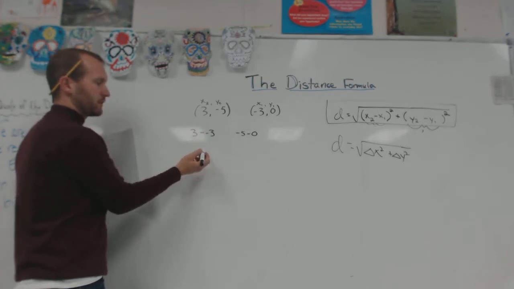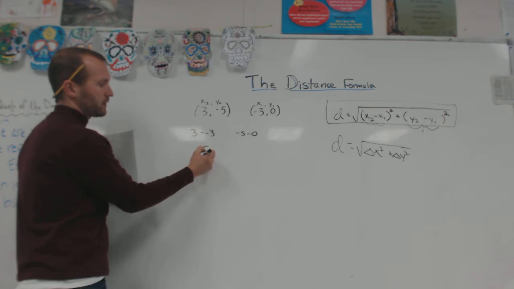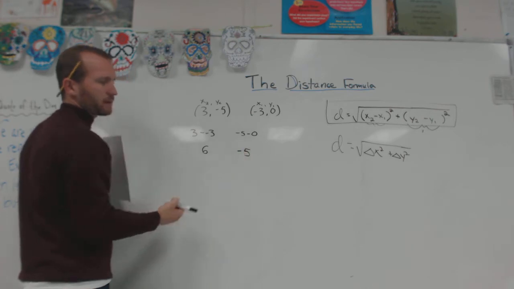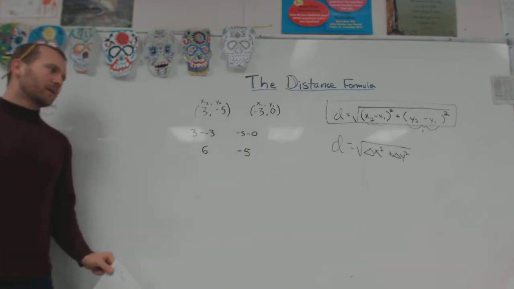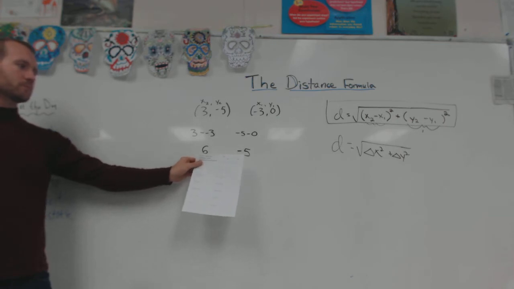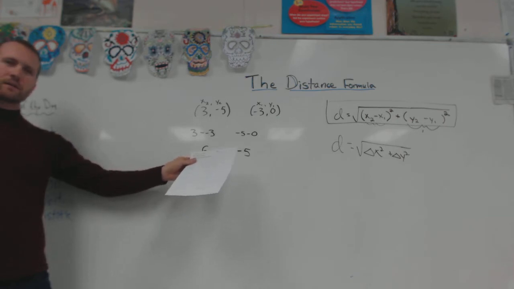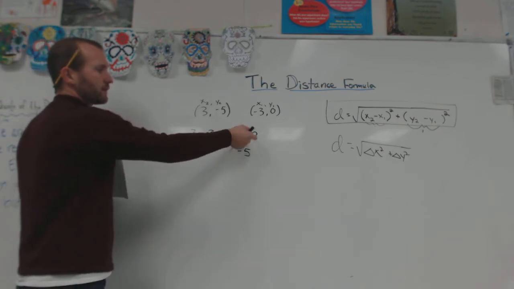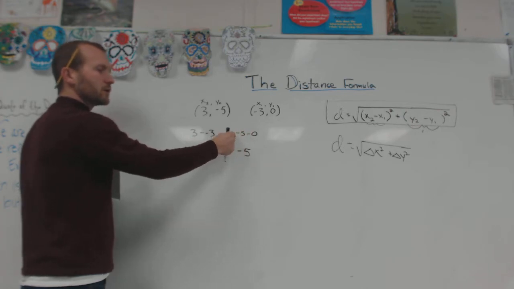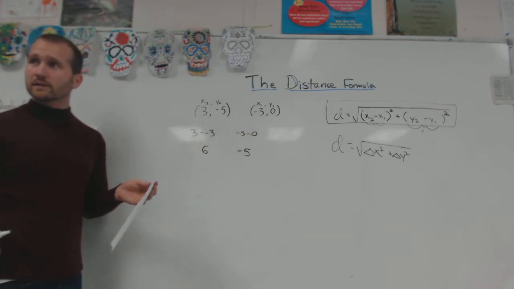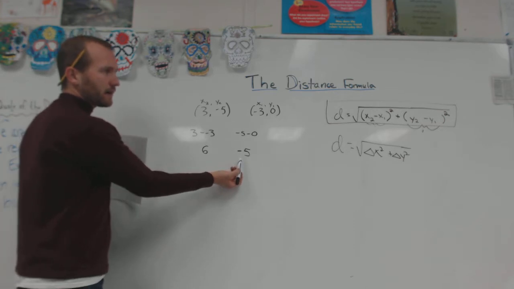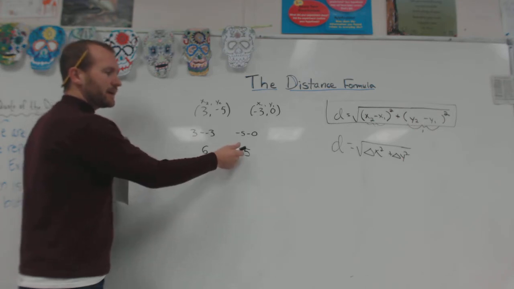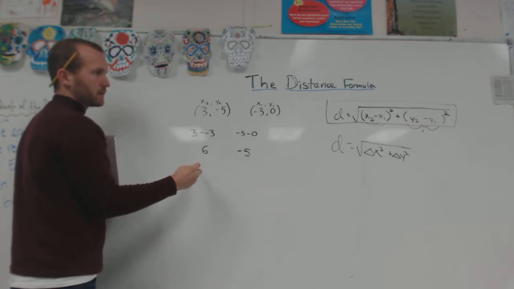What is 3 minus negative 3? 3 plus 3, which is 6. What is negative 5 minus 0? Negative 5. The signs don't matter because we're about to square these. So if you wanted to flip this around, you could. Like you could do 0 minus negative 5 and get 5. And it's not going to affect your answer because negative 5 squared is 25 and 5 squared is 25. So you can kind of ignore your signs here, which is kind of nice.